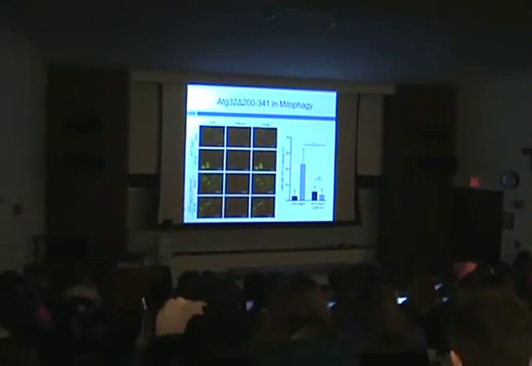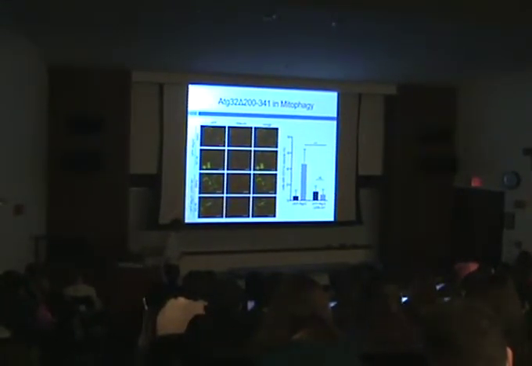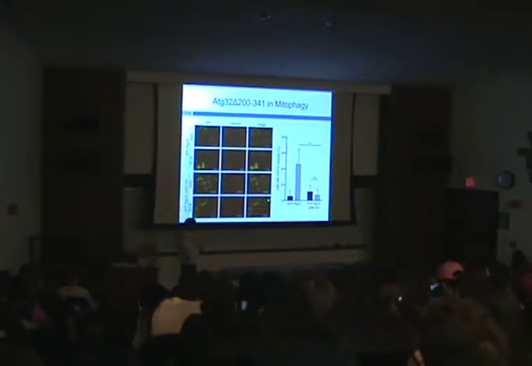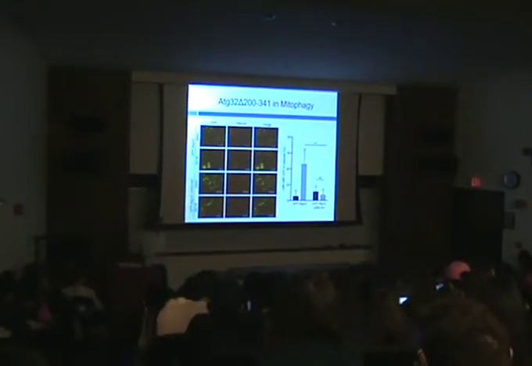And of course we can quantify this. So this is just the quantification. The black bars are the uninduced. The gray bars are the induced conditions. And what we see is when we delete that domain, we are at 100% baseline.